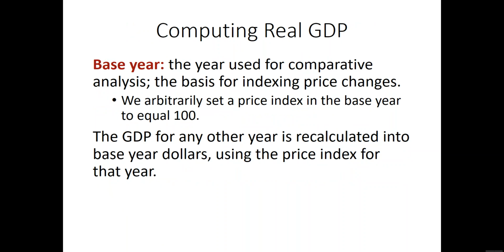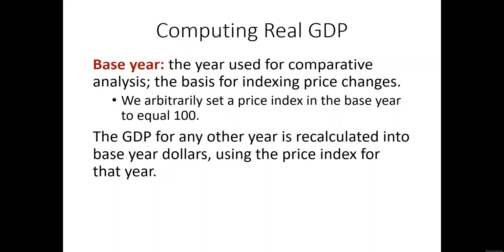So to understand how to calculate the real GDP from the nominal GDP, we have to introduce a new concept called base year. The base year is the year used for comparative analysis, the basis for indexing price changes. We arbitrarily set the price index in the base year equal to 100. And then the GDP for any other year is recalculated into base year dollars using the price index for that year.